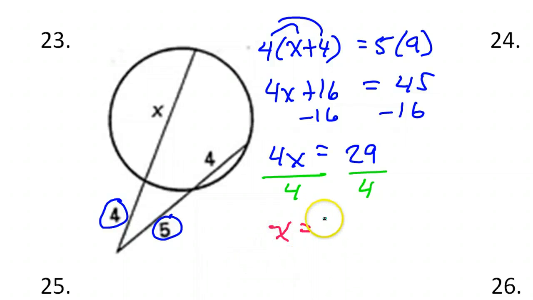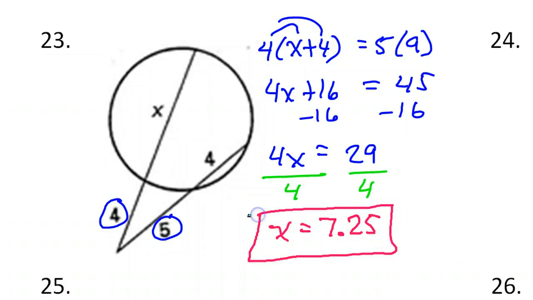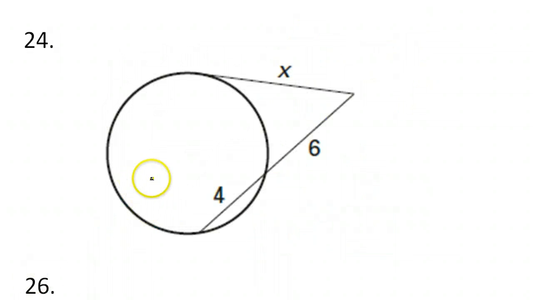So x equals 7.25. So that is the answer to number 23. Now, number 24 looks a little bit strange, but it's still the same thing. Part times whole equals part times whole. The bottom part should be perfectly normal seeming.